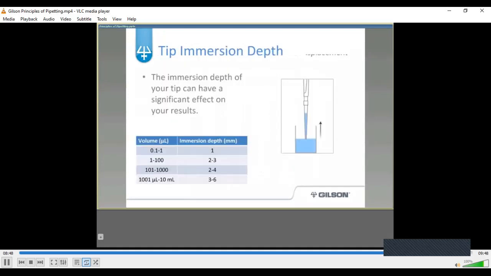Tip immersion depth is another thing to keep in mind because the immersion depth of your tip can have a significant effect on your results. If the tip is immersed too deeply in a sample, droplets will form on the outside of the tip and be deposited along with the sample. And if a tip is not immersed deeply enough, vortexing can occur and your pipette will not aspirate the selected volume.